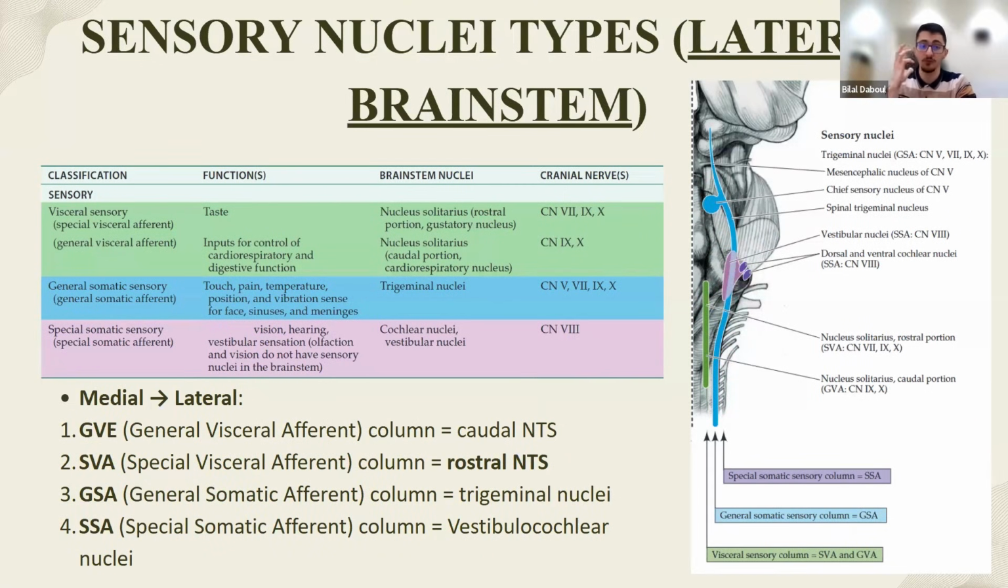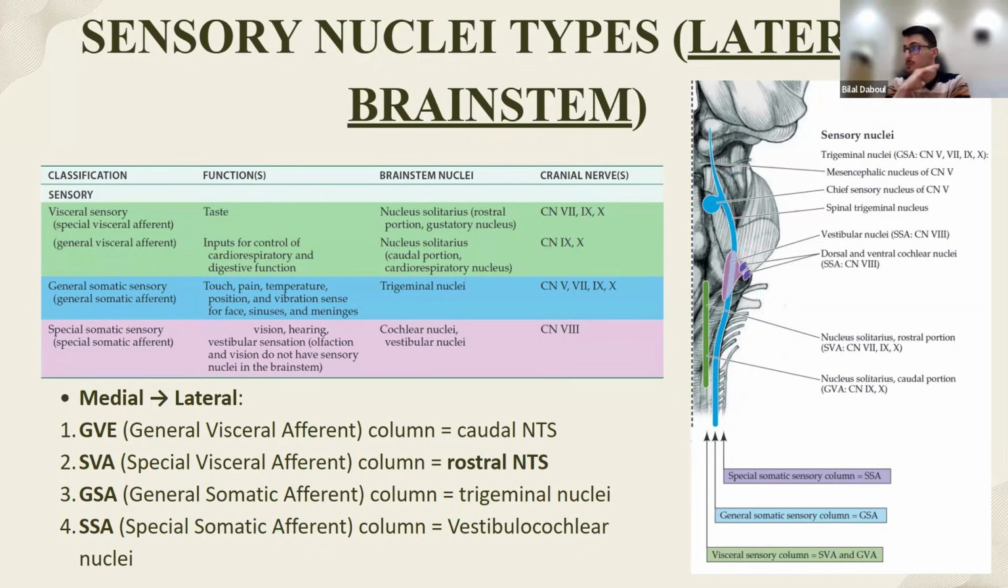So ipsilateral pain and temperature from the face. So if I damage the right-sided spinal trigeminal nucleus, I would expect a right-sided loss of pain and temperature from the face. Okay, that's it for the spinal trigeminal nucleus. Now, in the upper pons, we see the principal sensory nucleus, or the chief sensory nucleus. It's responsible for two-point discrimination, vibration, and conscious proprioception from the ipsilateral face.